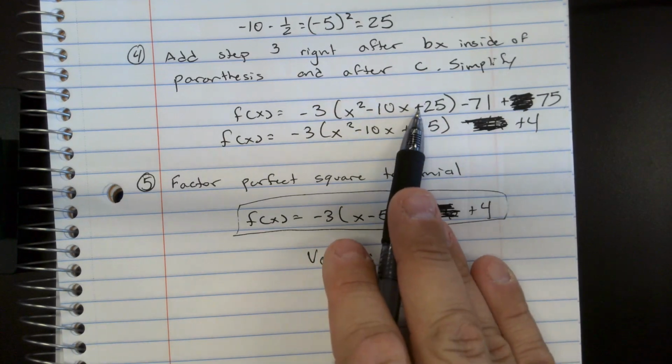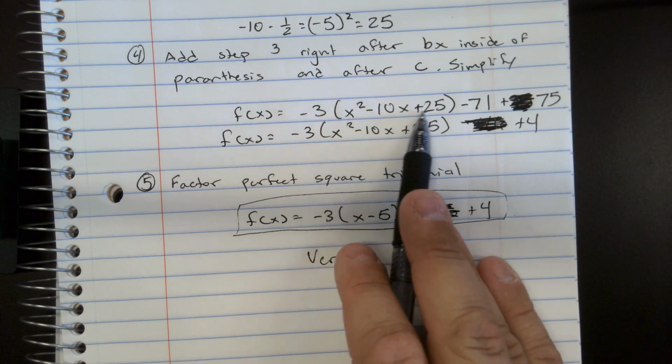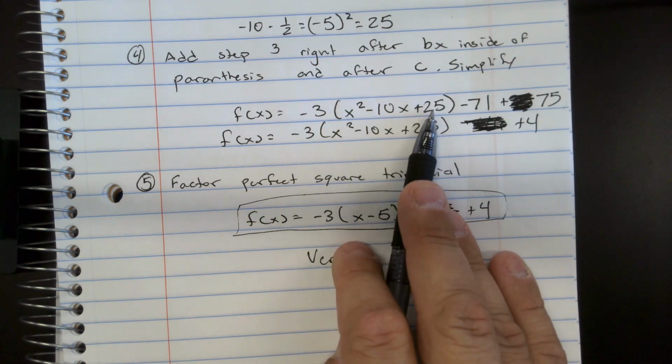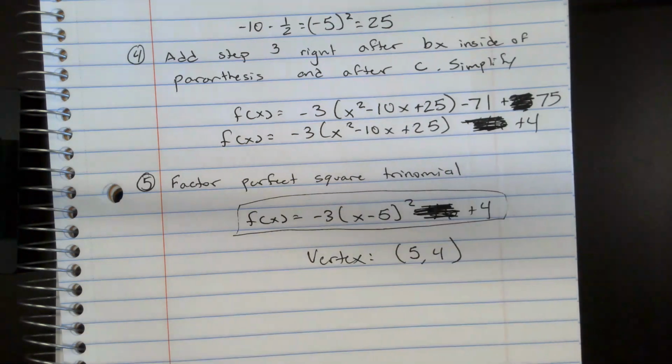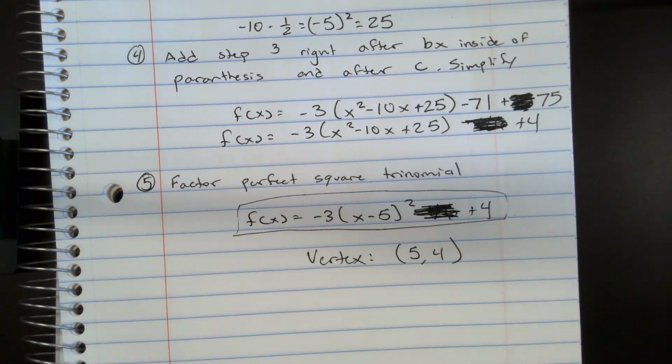So when we took 1/2 b and squared it, we got 25, right? Remember that one of the things we had to do, if you remember back to completing the square, is add it to both sides of the equation. Well, I'm going to show you the way that I remember doing this.